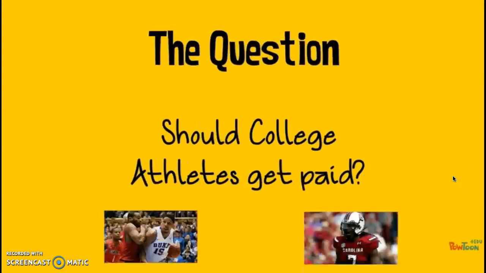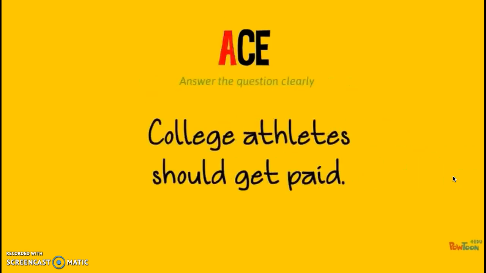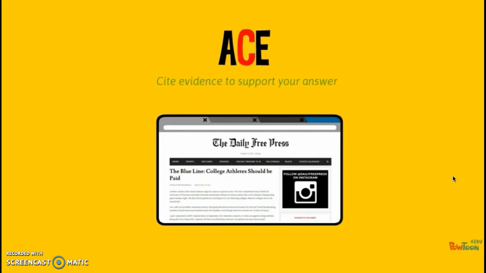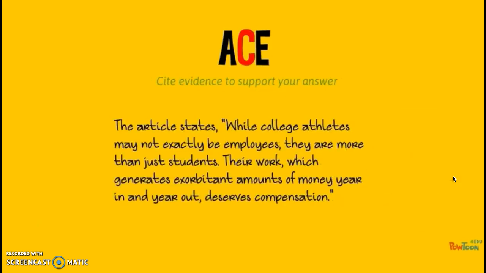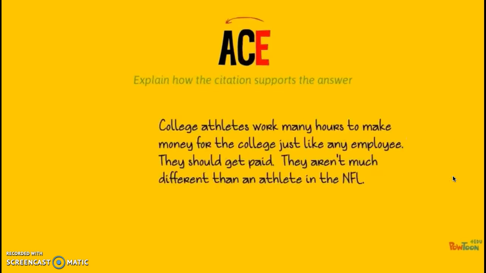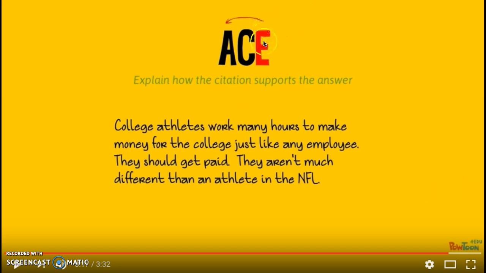So let's do a quick review. The question, should college athletes get paid? Using the ACE strategy to answer the question, your answer will look something like this. First, you answer the question clearly. College athletes should get paid. Then you cite evidence to support your answer. Well, in the article, it says, or the article states, and you put it in quotation marks so we know you're not just copying, pasting, and cheating. Then explain how the citation supports the answer. This is useful. This is the E part.